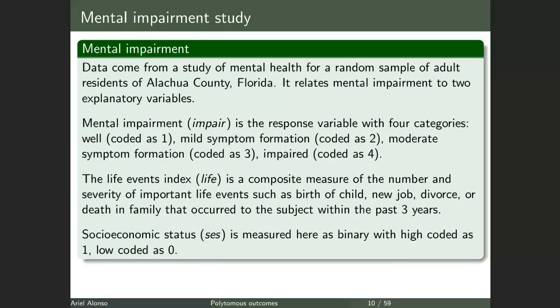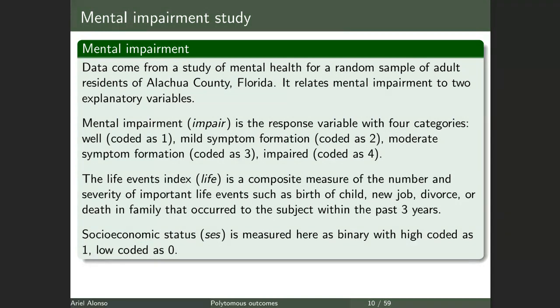By the way, here mental impairment, you can argue that it's an ordinal variable because you can put a natural order there. You can say that, for instance, well is smaller than mild. So well means zero symptoms. That's smaller than some mild symptoms. That's smaller than moderate symptoms, and that's of course smaller than severe symptoms. So you can argue that here you have an ordinal response. But for the moment, we are going to ignore the order. For the moment, we are going to consider mental impairment as just a categorical variable. We are going to ignore the natural structure in that categories, which is the order.